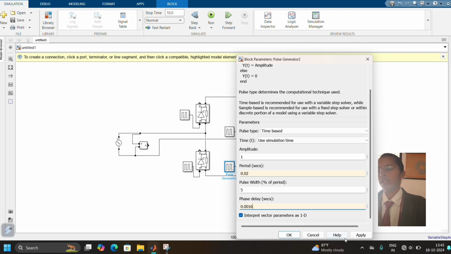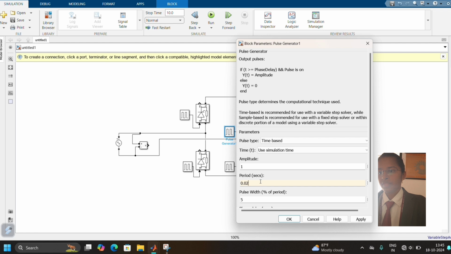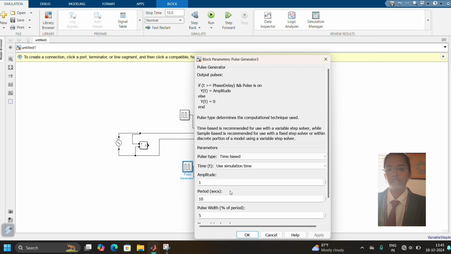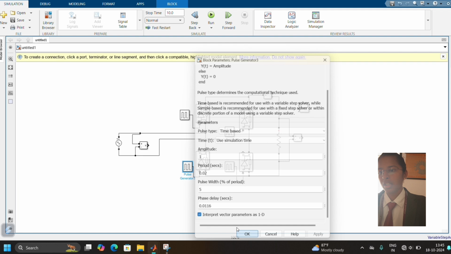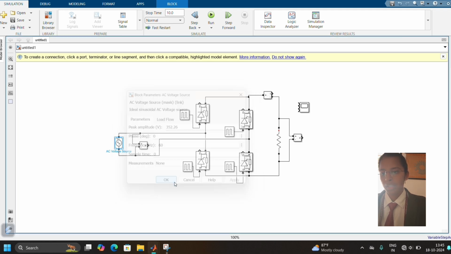Then give the values to the pulse generator. Our periodic time is 0.02. And for the phase delay angle we consider 30 degrees, which means 30 into 0.02 divided by 360, it is 0.0016. Then apply. It is for the positive half cycle, and the same for this pulse generator. Then apply. For this pulse generator we simply add 1 for the negative pulse.